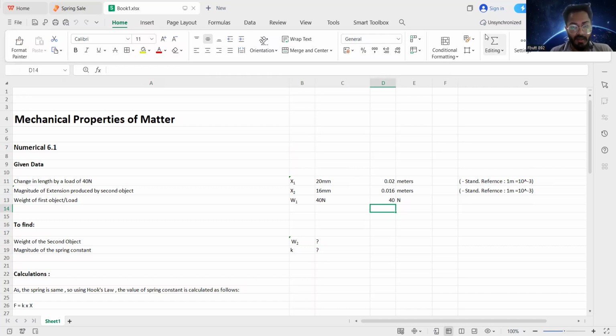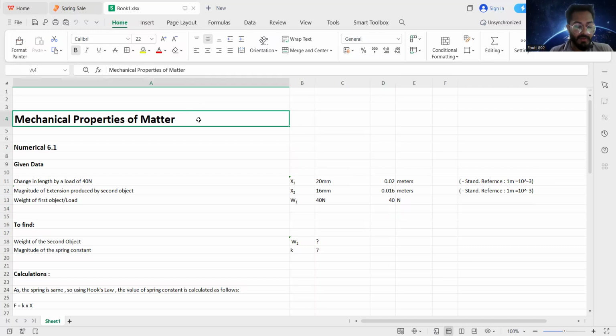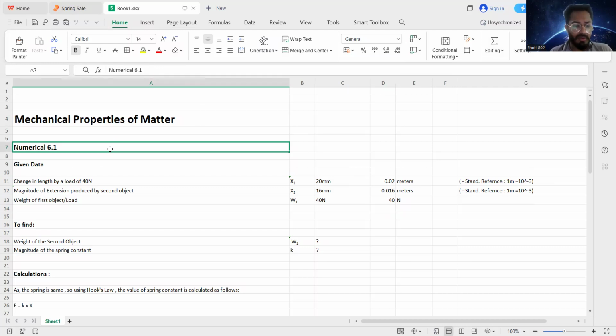Which is related to the numerical problems of chapter 6, and the name of the chapter is Mechanical Properties of Matter. So without wasting any time, I'm proceeding towards the inception of that particular area, which is material or important or significant in terms of your examination.